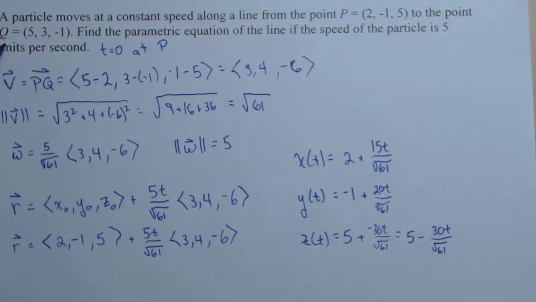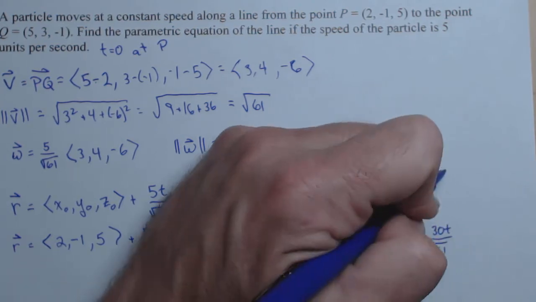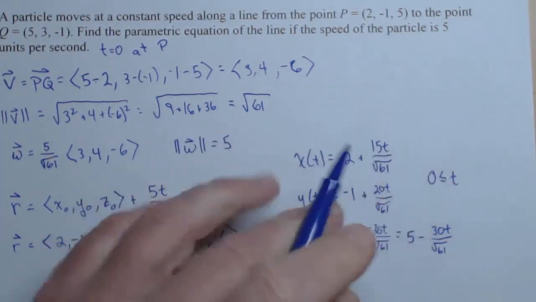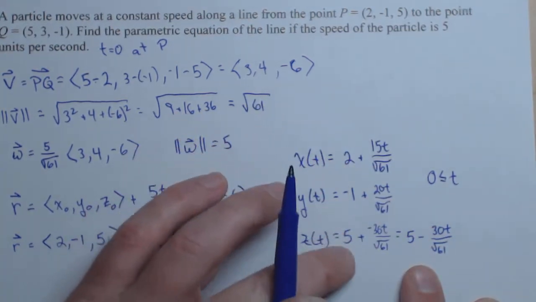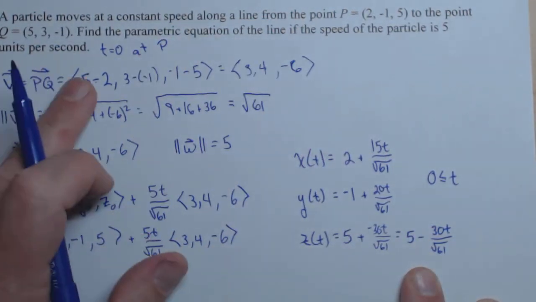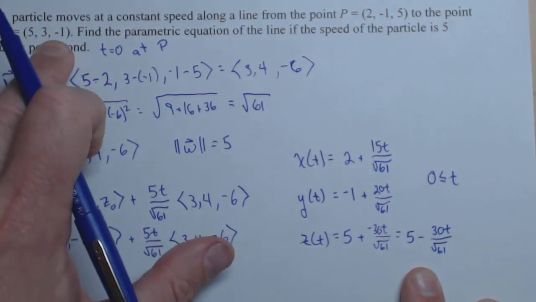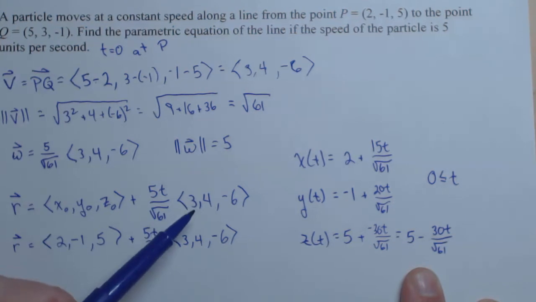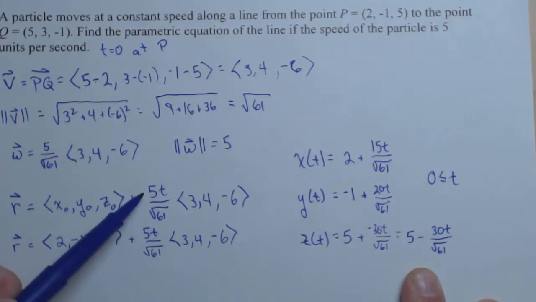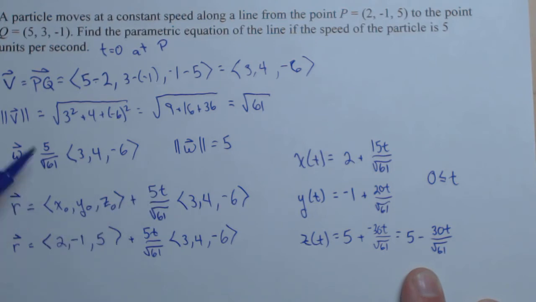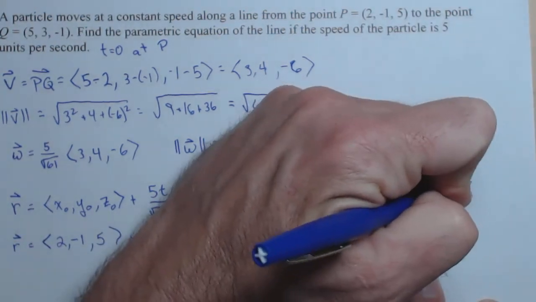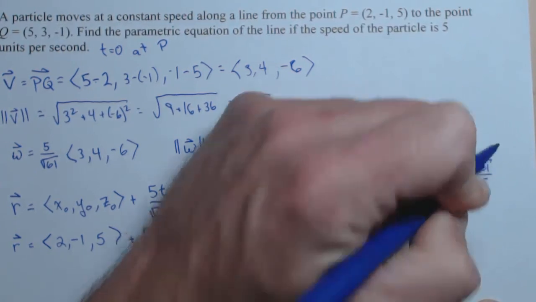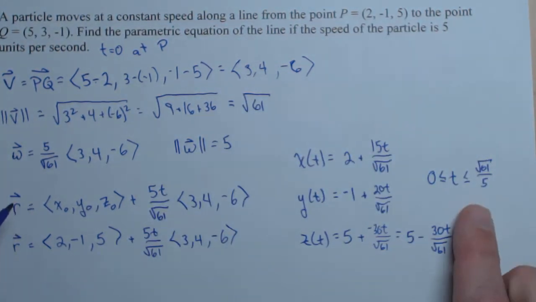Now, let's make this thing end at point Q, because we do need to give a t range for this. Well, we know that we're starting at 0, and we can see that pretty clearly because 0 is going to cancel all those out, which would put us at 2, negative 1, 5, which is point P. We want it to end at Q, 5, 3, negative 1. Well, remember what we did to our vector PQ in order to make it have a magnitude of 5. We multiplied by 5 over rad 61. So to undo that, we just have to multiply by the reciprocal. So square root of 61 over 5 will make sure that we end at point Q.